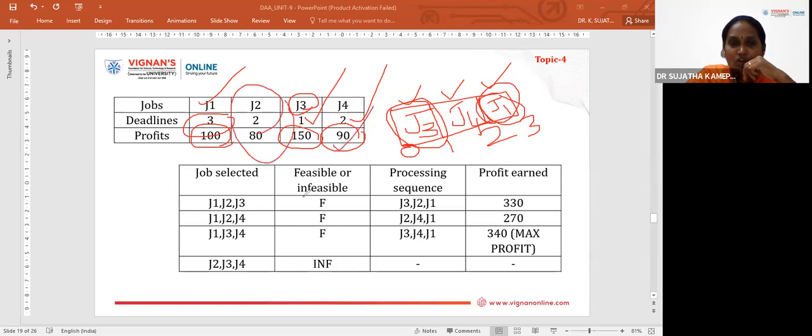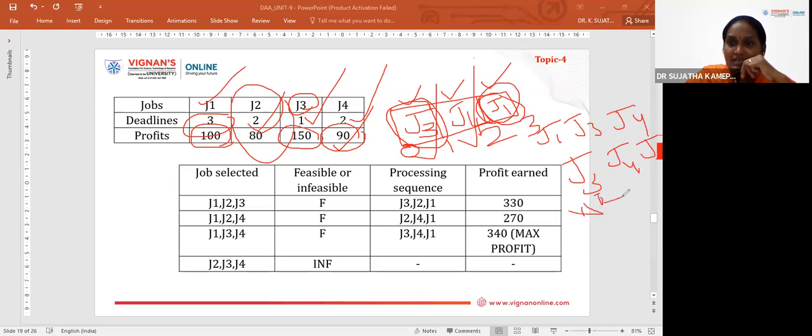Next, we are taking the next job, which also has a deadline of 2. I cannot perform that job here as well as here, since both the slots are occupied with other high profited jobs. So that's why I cannot perform J2. So I can perform only J1, J3 and J4, and their processing sequence is J3, J4 and J1, and the maximum profit earned is 150 plus 100 plus 90. This is the maximum. There is no slot available to perform J2.